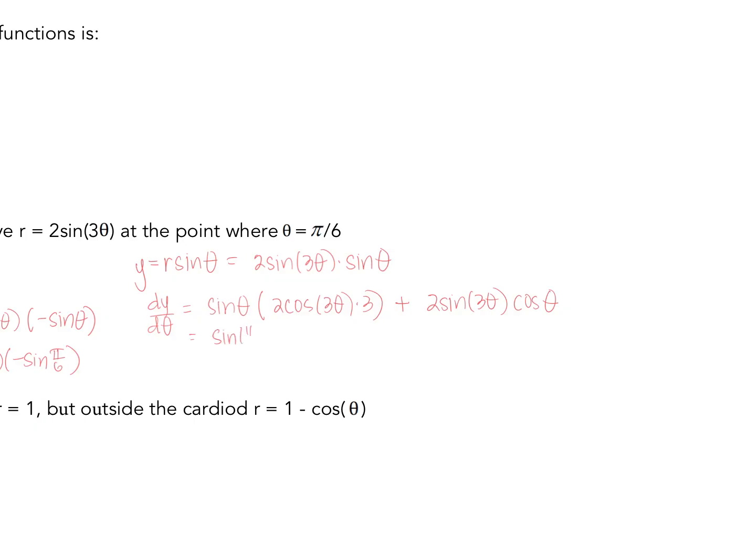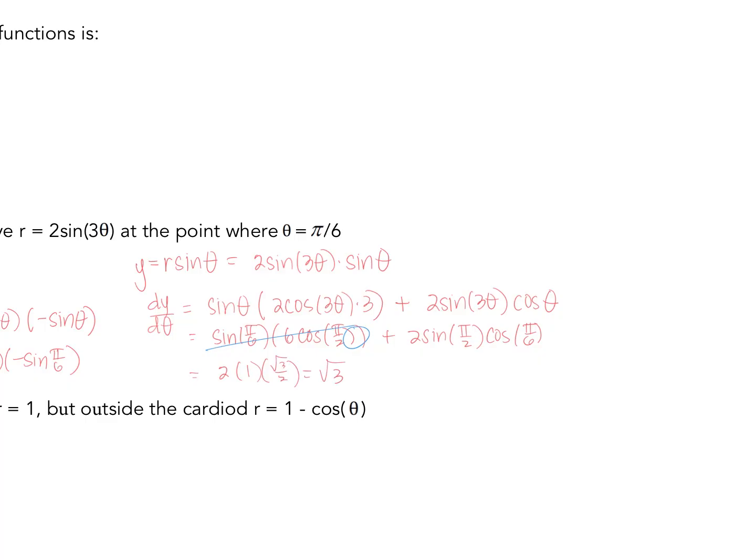So sine of pi sixths, and then 6 times the cosine of pi halves. Again, I'll get 0 there. And then 2 sine of pi halves times cosine of pi sixths. So one more time I get 0 for that whole first part. And then 2 times the sine of pi halves is 1 again. So I have 2 times 1 times rad 3 over 2. So that works out to be rad 3.